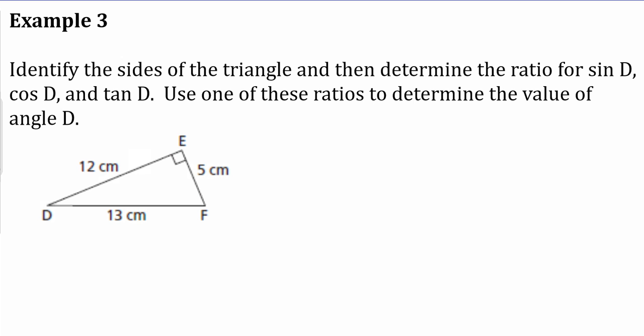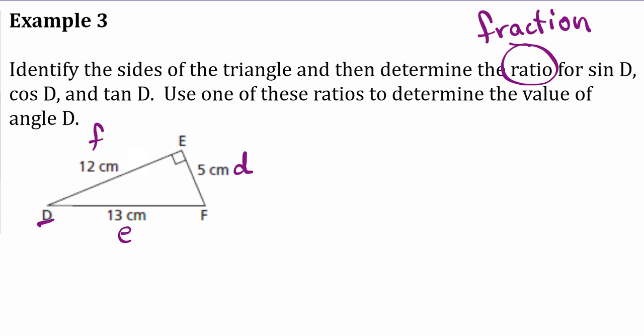All right, so putting these values to work with our SOHCAHTOA, take a look at this example. It's asking us to identify the sides of the triangle and then determine the ratio for our sine, cos, and tan of angle D. Ratio means we're leaving our answer as a fraction. Following convention, if this is angle D, I know this is side little d, this is angle E, here's that E, and if this is angle F, across from there is side F.